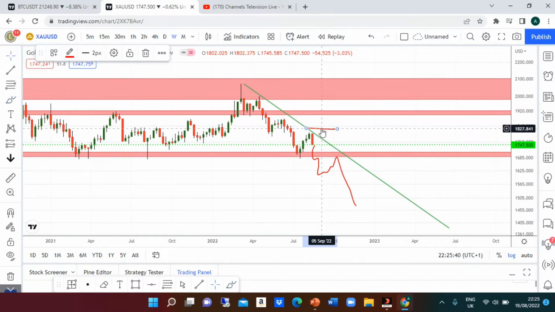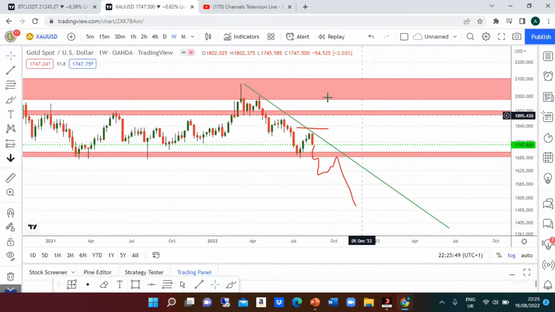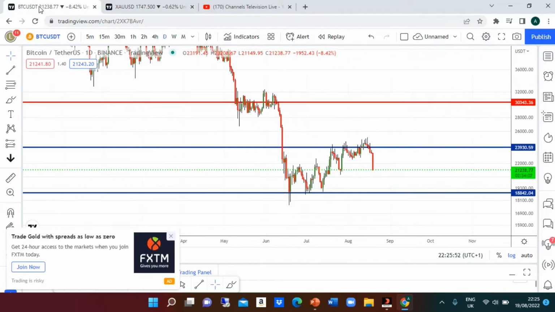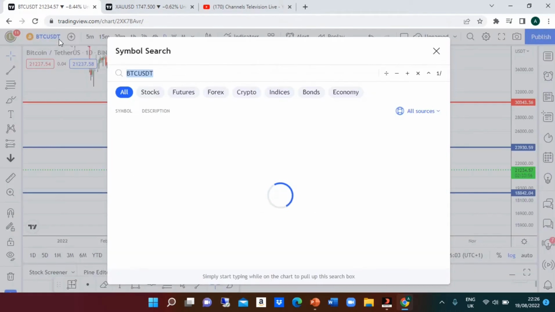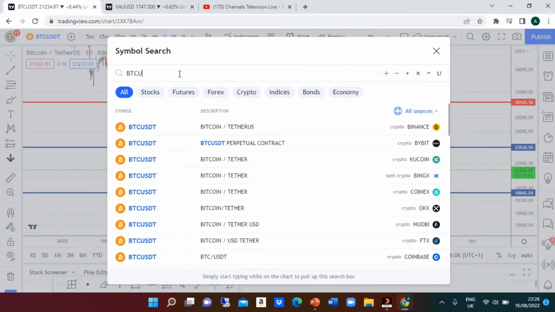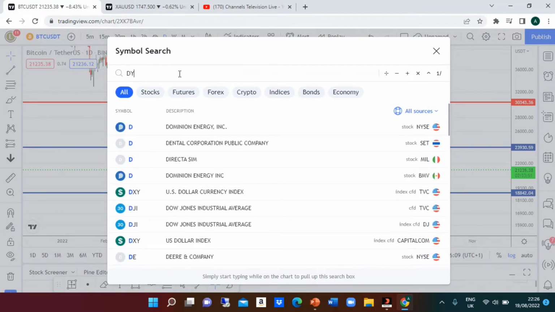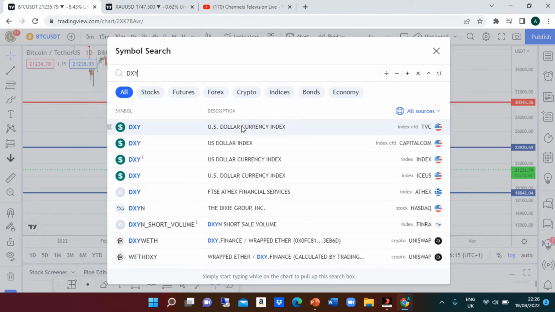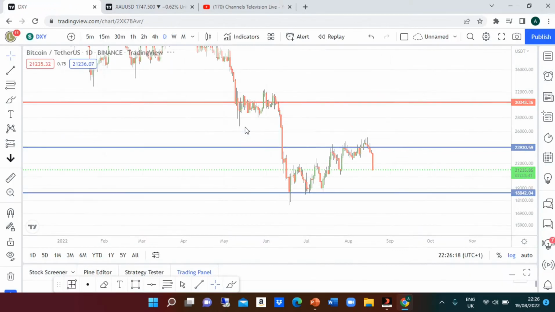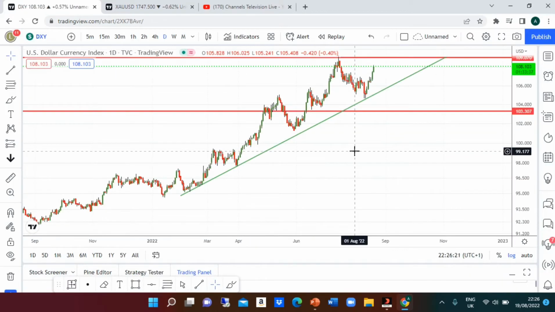So before you even sell this market, I want to give you a tool that I've also introduced on this channel that you need to use. So let me use this DXY, dollar index currency rather. This is Bitcoin chart. So if I go to my DXY, dollar currency index, right? You want to use this tool. It's very, very important that you use this tool.